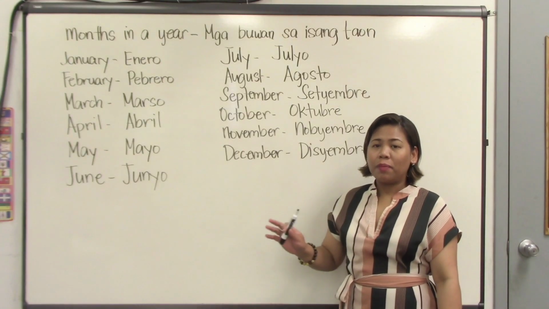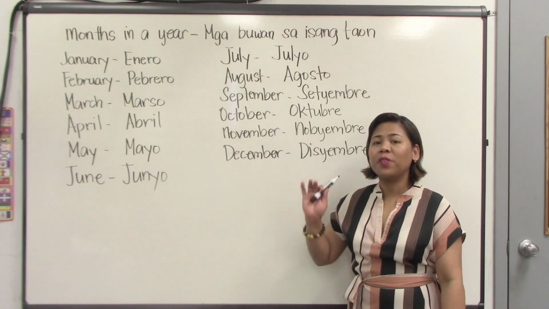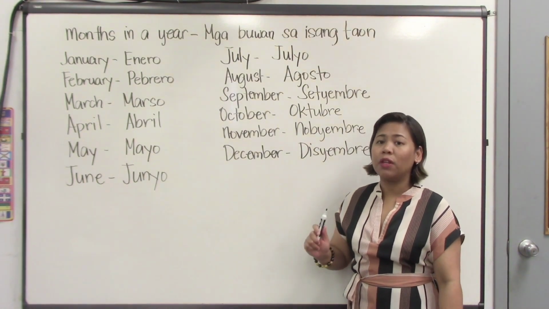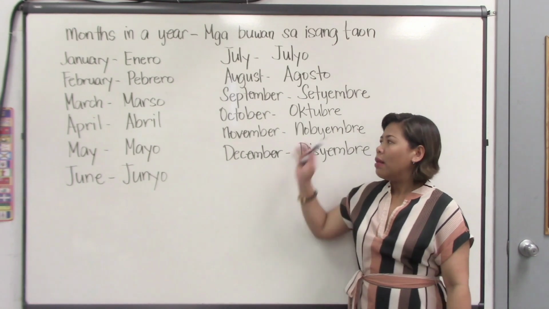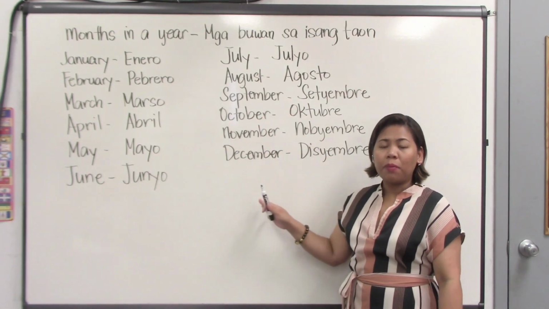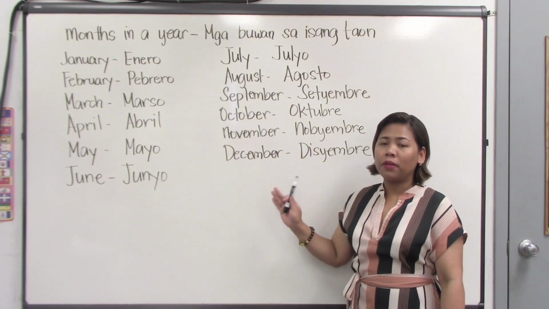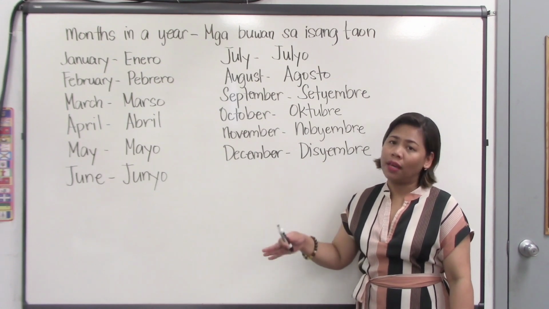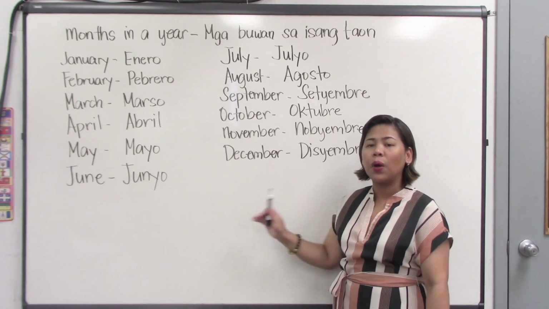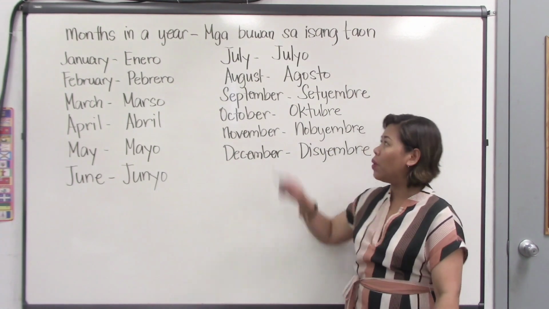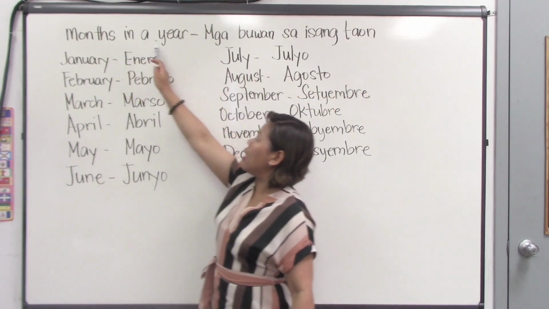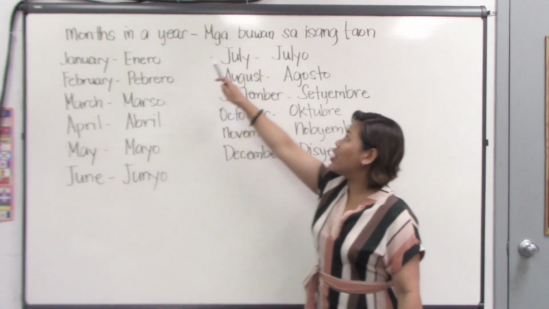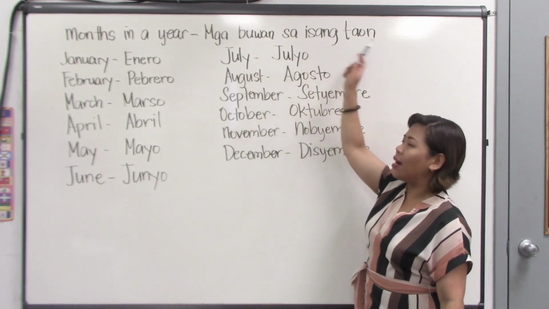The months in Filipino language is always written both in English and in Filipino or Tagalog. So the Tagalog name of the months are very popularly used in the Philippines as well, and the English too. So it's very important that you know the name of the months in Filipino. So it says here, months in a year. The translation is mga buwan sa isang taon.